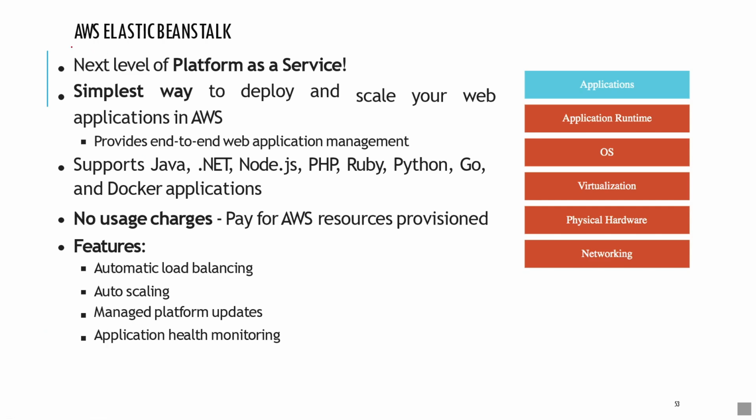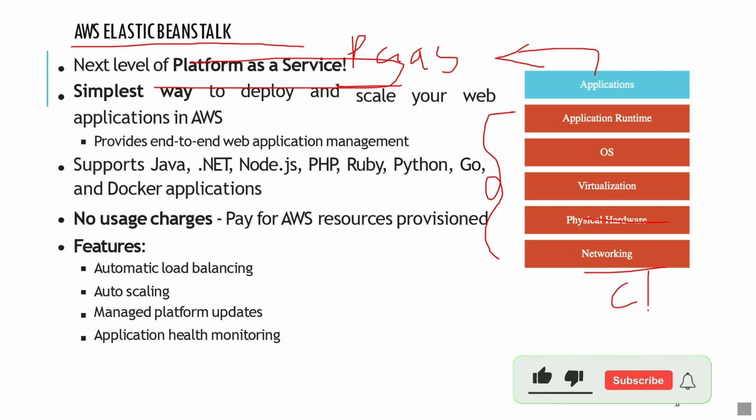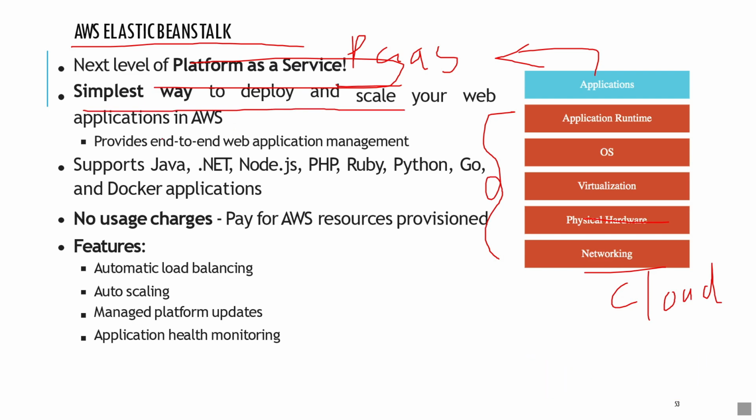In this video, we are going to discuss AWS Elastic Beanstalk. It is also known as Platform as a Service, PaaS. So as we discussed earlier, in PaaS only the application is the responsibility of the customer. The remaining, all application runtime, OS virtualization, physical hardware, and networking, is the responsibility of the cloud, that is AWS. So it is the simplest way to deploy and scale our web applications in AWS.